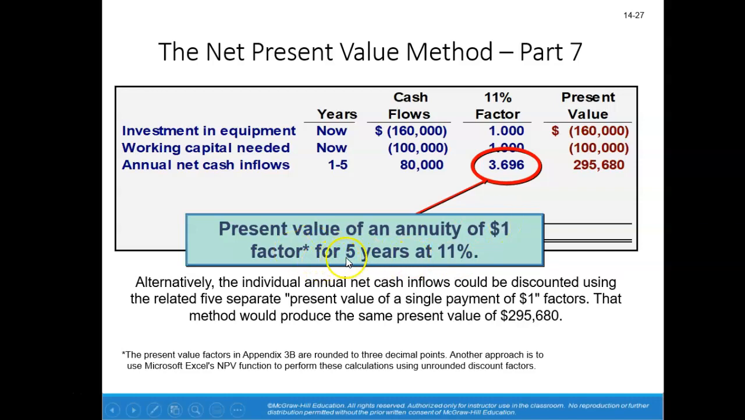Look up 5 periods at 11% to give you what's known as your present value factor. That factor is 3.696. You will multiply this factor times the annual cash flows to get the present value of those annual cash flows. What are we saying?